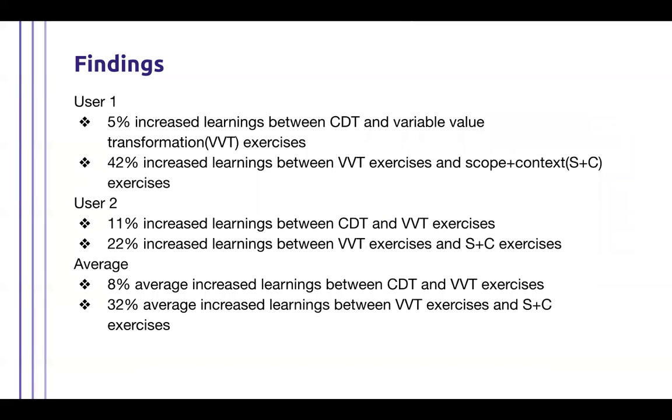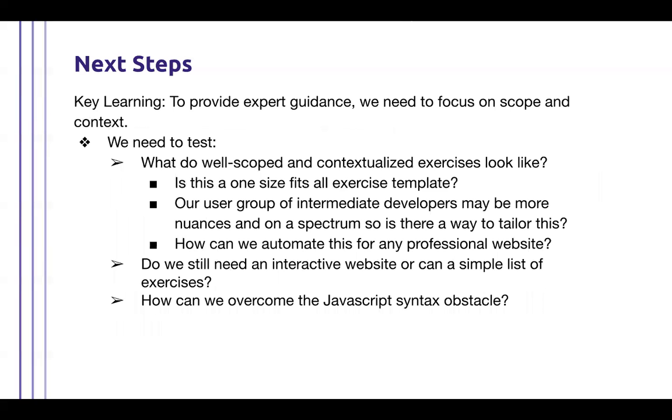So now these are the general findings from this pilot study, and there are some clear limitations to this study, such as it only having 2 participants. But the findings show that there's a clear increase in learning after the third round, which presented exercises focused on the scope and the context, rather than the variable value transformation that happened in the second round. So the key learning from this is that to provide expert guidance, we need to focus on scope and context.